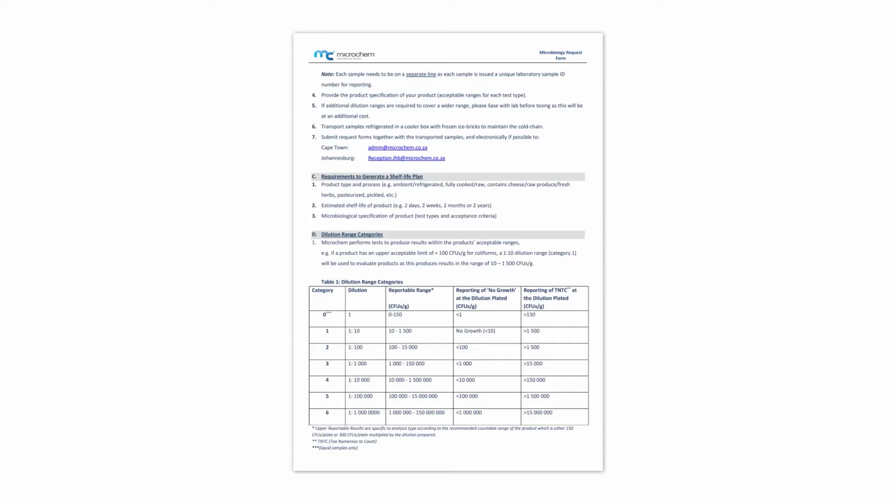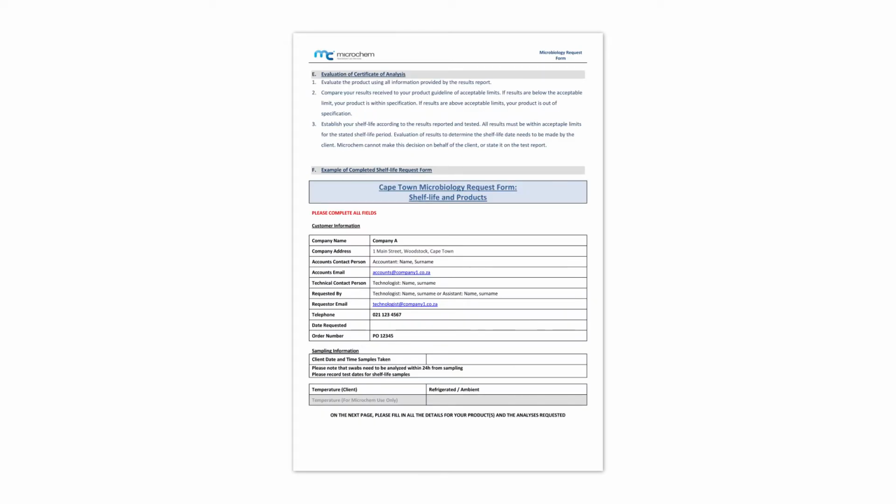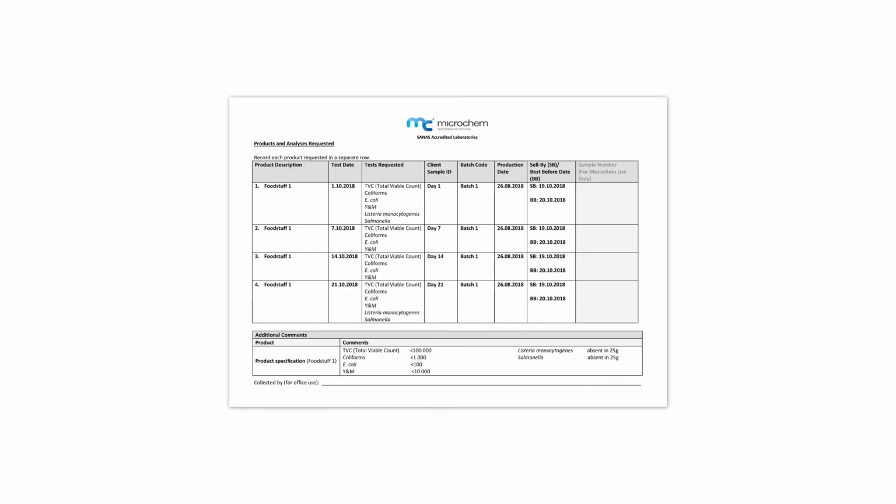When submitting samples for shelf life analysis, we require 100 grams of sample for any routine analysis. For any additional pathogen analysis, we would require an extra 25 grams per pathogen analysis. When completing a shelf life request form, it is important to record the test type and the test date it will occur. Where assistance is needed with a shelf life plan, please liaise with the laboratory.